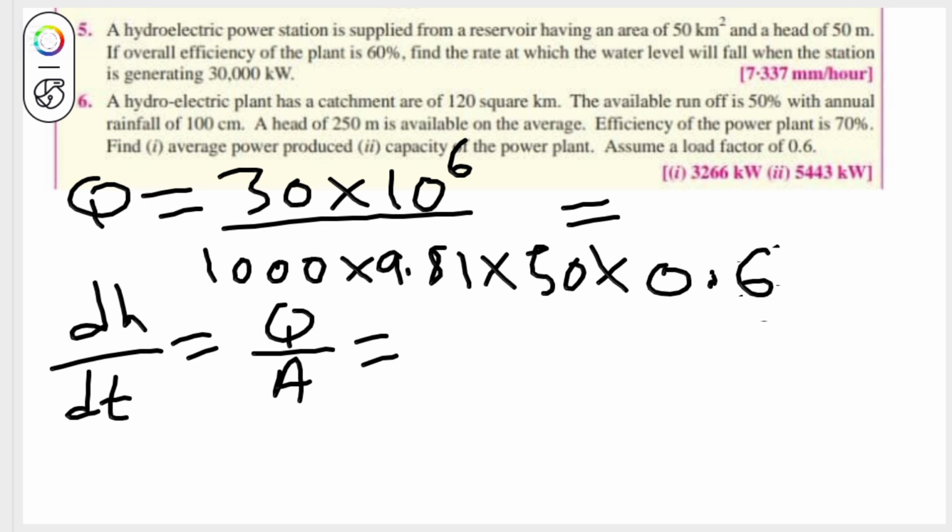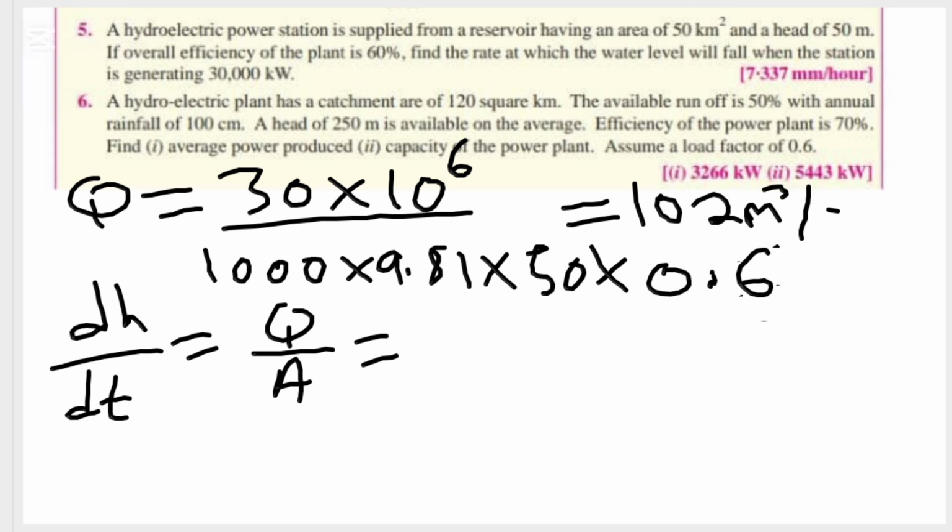Let me solve. 30 times 10 to the power of 6 divided by 1000 times 9.81 times 50 times 0.6. So at the end my flow rate will be 102 meter cube per second.